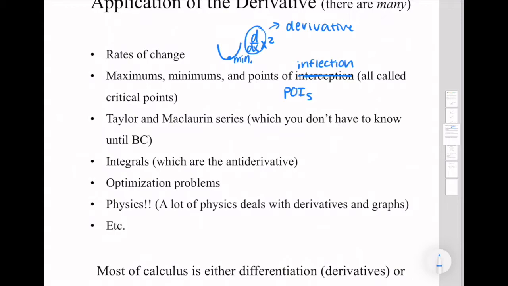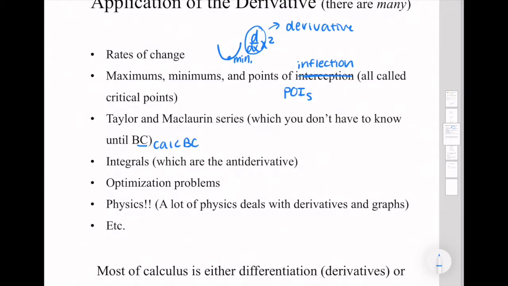Also, you'll see them in Taylor and Maclaurin series, which you actually don't have to know until Calculus BC. That's what this is, Calc BC. But there are so many derivatives in series, which are not my favorite topic, but they're basically half of Calculus BC.